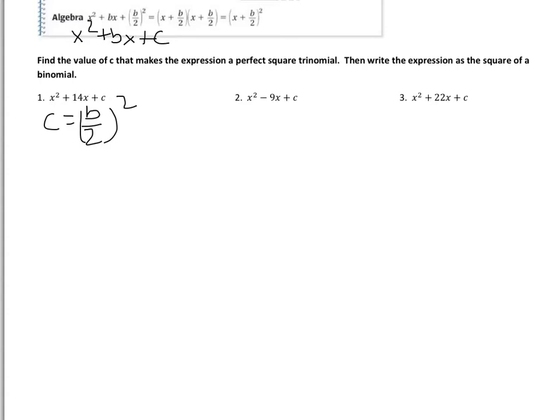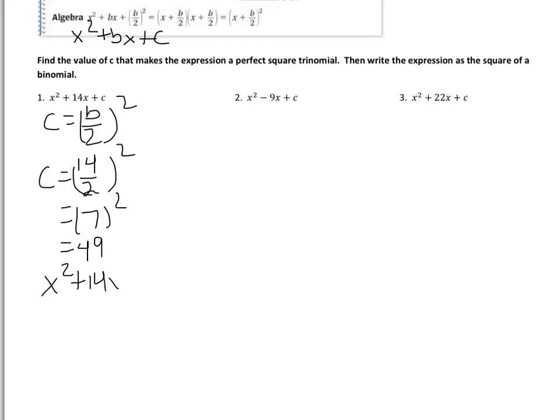So again, a equals 1, b equals 14. We're trying to find c. So you go c equals 14 divided by 2 squared. That's 7 squared, so it's 49. So you get x squared plus 14x plus 49.